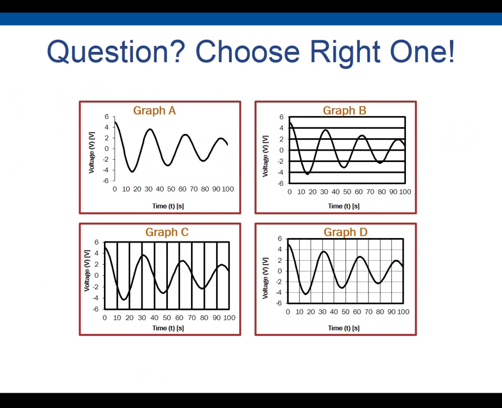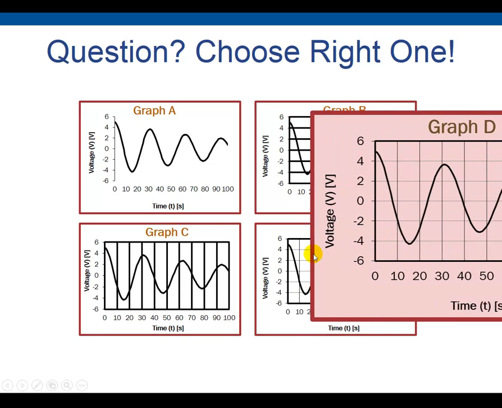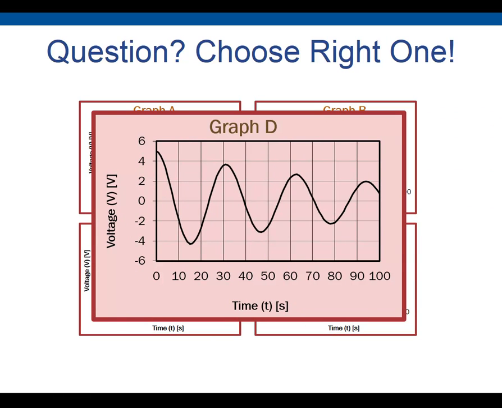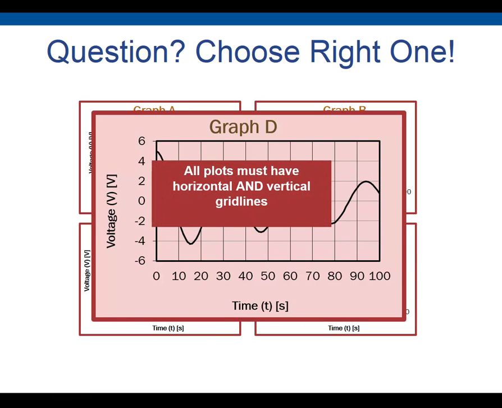So in terms of these 3 rules that we learned on the last page, which is the best graph among these 4 figures? As you can see, the x-axis shows the time and the y-axis shows the vortices. Among graphs A, B, C, and D, which one is the best? Here you can see graph D has a horizontal grid line and a vertical grid line, and the line thickness is very clear for seeing the data patterns. So graph D is the best among those graphs. All plots must have horizontal and vertical grid lines.